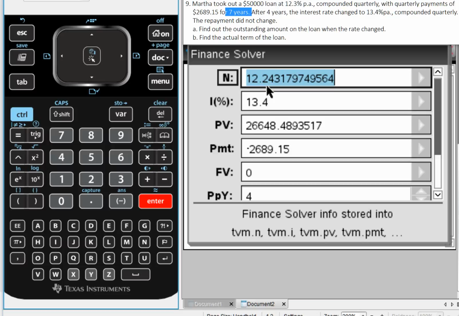So originally, we know that she made 16 payments, plus she's got to make another 13 payments. So in total, she's making 29 payments, which is 7 years and 1 quarter. So it's not actually extending the length of her loan by too much, but it is extending it by 1 extra payment. Okay?